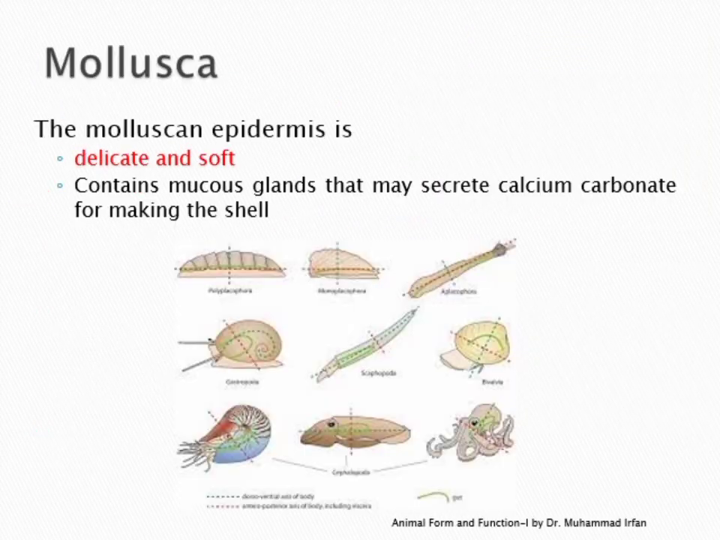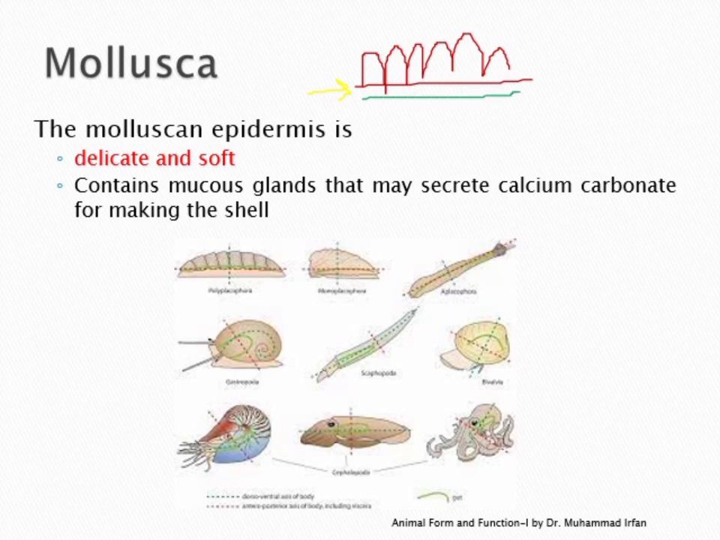In mollusks, the same configuration again: the epidermis is present, and it is delicate and soft. Beneath this epidermis there is a layer of basement membrane, and then the connective tissue. These epidermal cells may have modified glandular cells in them. They secrete calcium carbonate that makes shells on these molluscan animals.